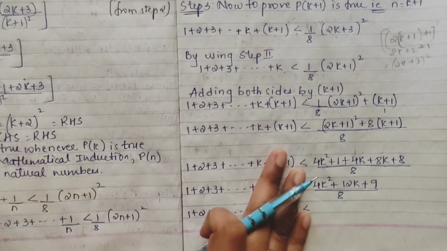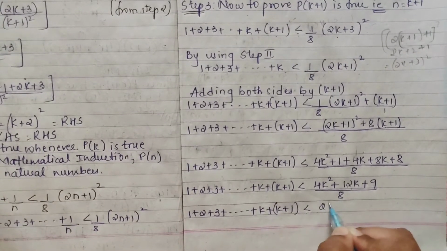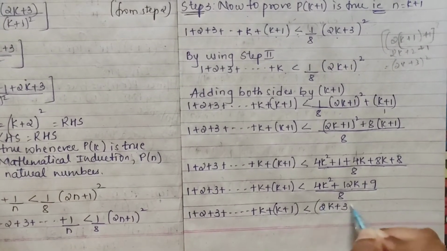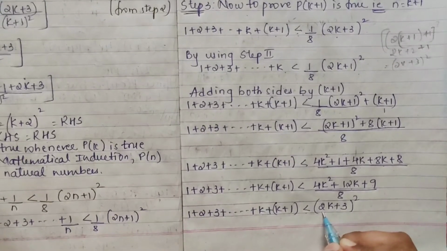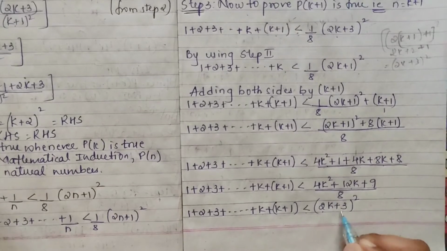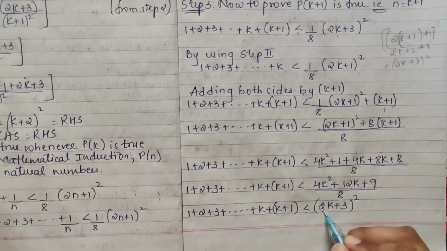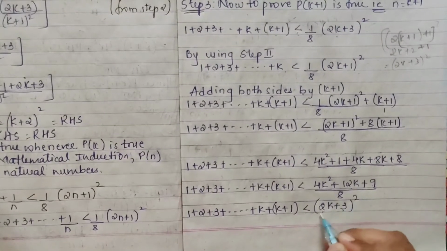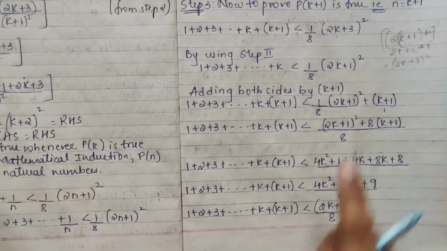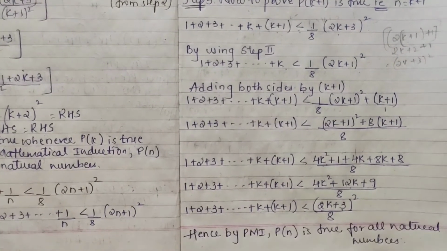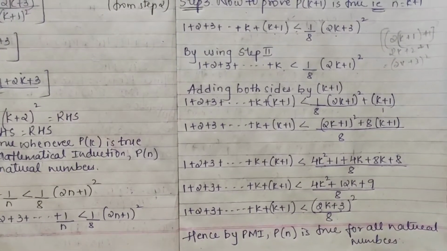So if you see here carefully, your 4k square plus 12k plus 9 becomes the identity of 2k plus 3 the whole square. Yes, see, if you apply the identity a plus b the whole square, how you will get 4k square, 3 square is 9, then you have 2 into 2k into 3, which means it will be 12k, whole divided by 8. So you are getting the same 2k plus 3 the whole square. So we have ended up at the same 2k plus 3 the whole square. So hence by PMI, P of n is true for all natural numbers.